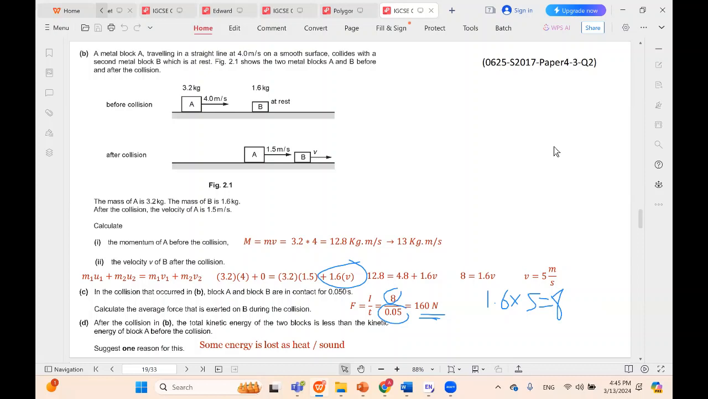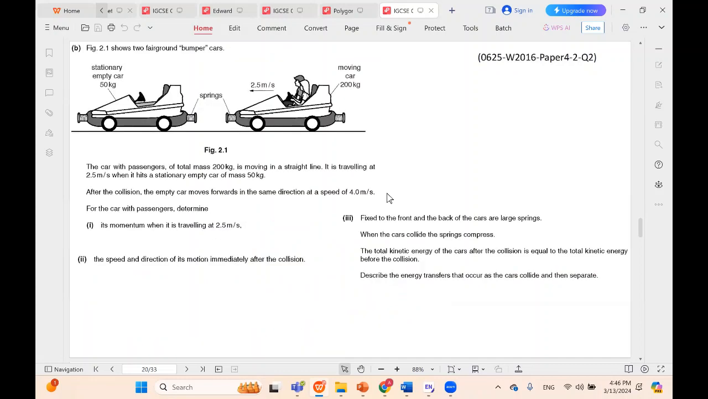You can see that the questions are repeating. It's the same idea, just with different numbers. And in D, we are told again that the total kinetic energy after is less than the total kinetic energy before. And the reason for this is that energy is lost as heat and sound. It seems that we are repeating ourselves again in this question.